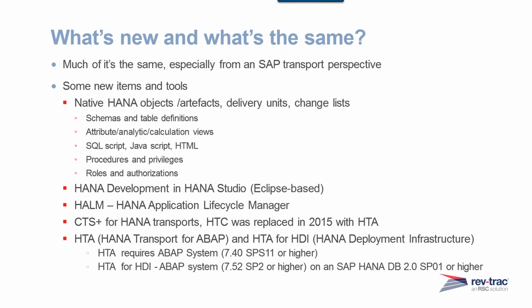So one thing we see is CTS Plus can be used to automate the deployment of these HANA developments, but SAP also offers some other options which RevTrack supports. One, HTA, or HANA Transport for ABAP, works well, but as you see, requires a fairly recent version of SAP as a prerequisite. And there's even a brand new recent update to that called HTA for HDI. It's acronym soup, as it always is here in the SAP world. HDI is HANA Deployment Infrastructure, and that needs 7.5.2 as well as the 2.0 version of the HANA database to work.